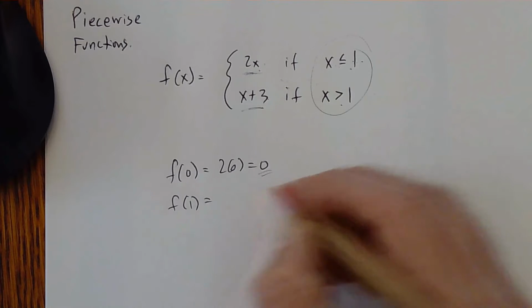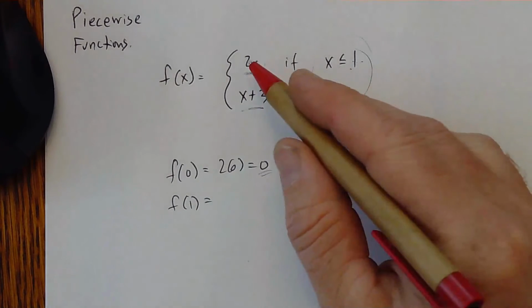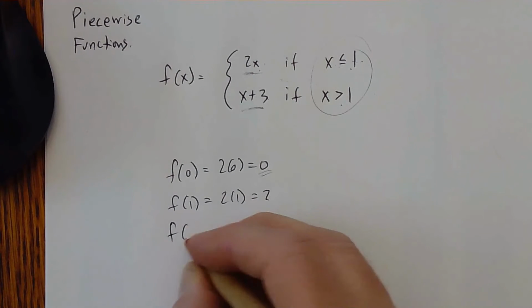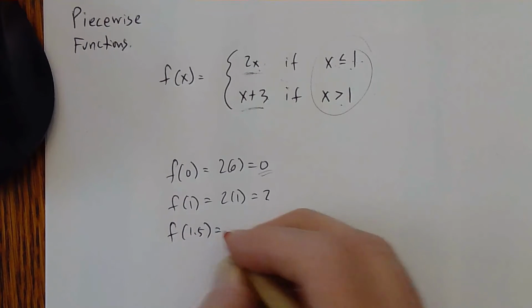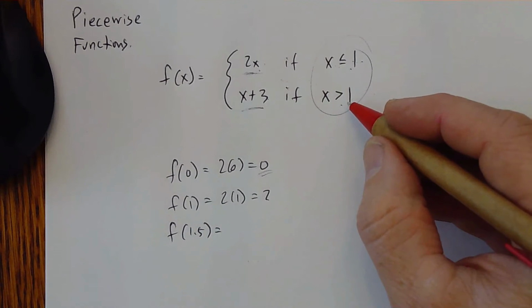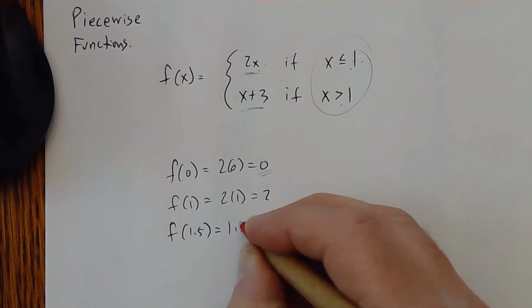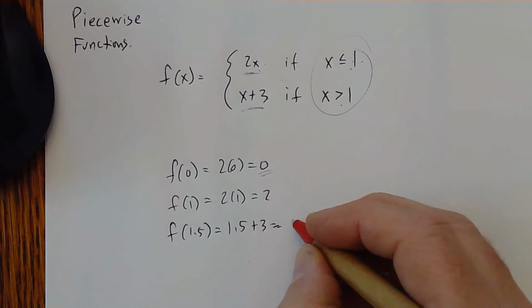F of 1, well, 1 is here. 1 is less than or equal to 1, so again, I'd use this formula. 2 times 1 is 2. But if I put in f of 1.5, that's a number that's bigger than 1, so I'm going to use this formula. It's going to be 1.5 plus 3, which is 4.5.